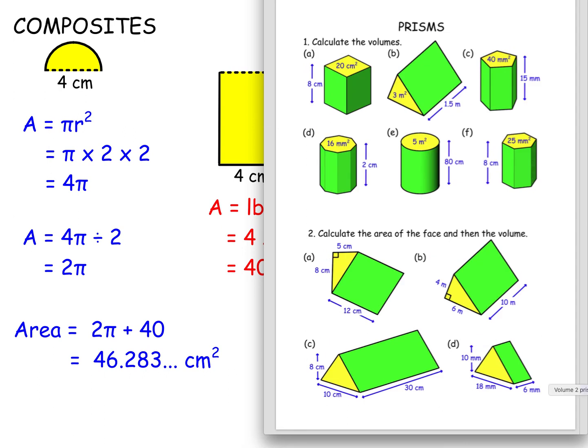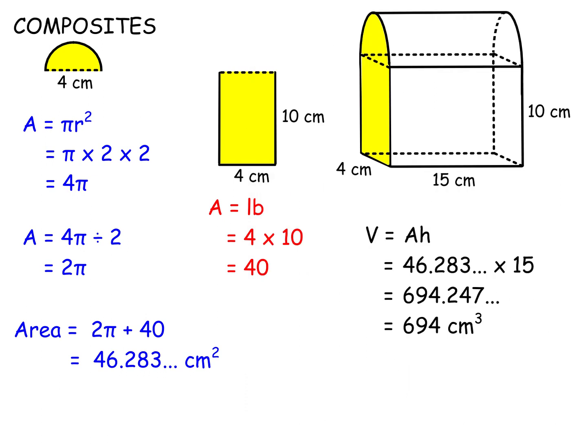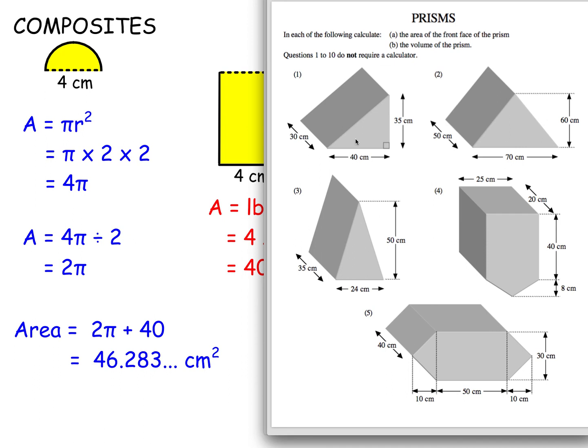Second is a much more difficult worksheet. It's got lots of questions. In every case, you have to find the area of the end face first. So that's going to be like this one, where you worked out this part in yellow. And when that's worked out, then you can get the volume by V equals AH. So the first bit's get the area. That's the main bit of the calculation.